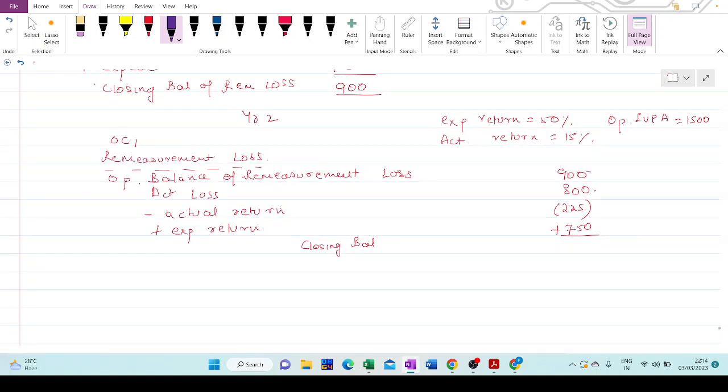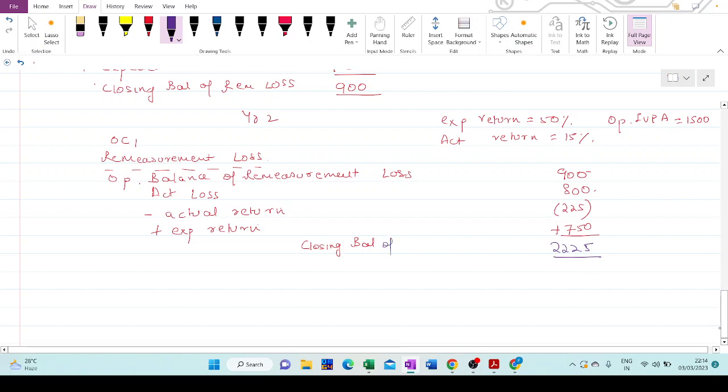Guys, करो ये calculate. Do this really fast. 900 plus 1800, 1700, 1700, 2450, 2225, right? So this is my closing balance of remeasurement loss.